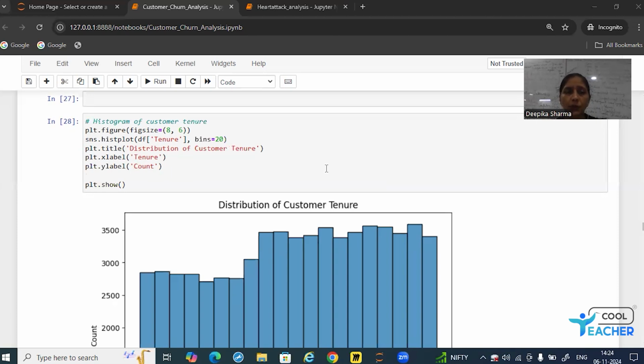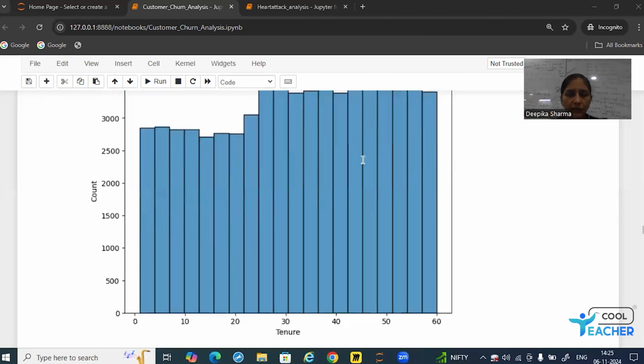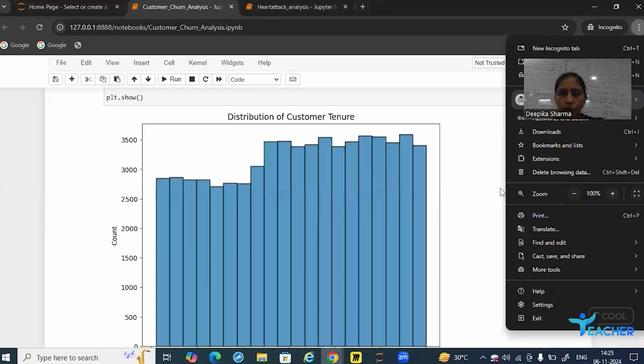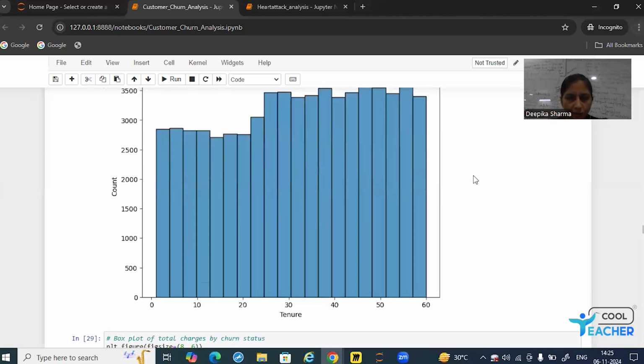I'm doing a tenure count here. If I want to make a histogram and find out the basic tenure period the customer is retaining, I use the data frame's tenure column. So that one is here. The average tenure, if I check it out from here, I'm zooming out a little bit. So the average tenure is moving here.